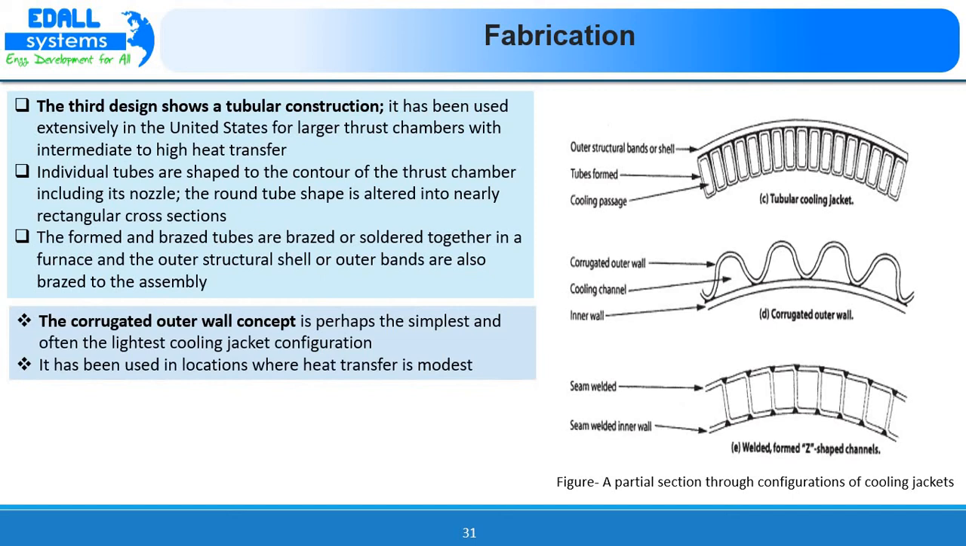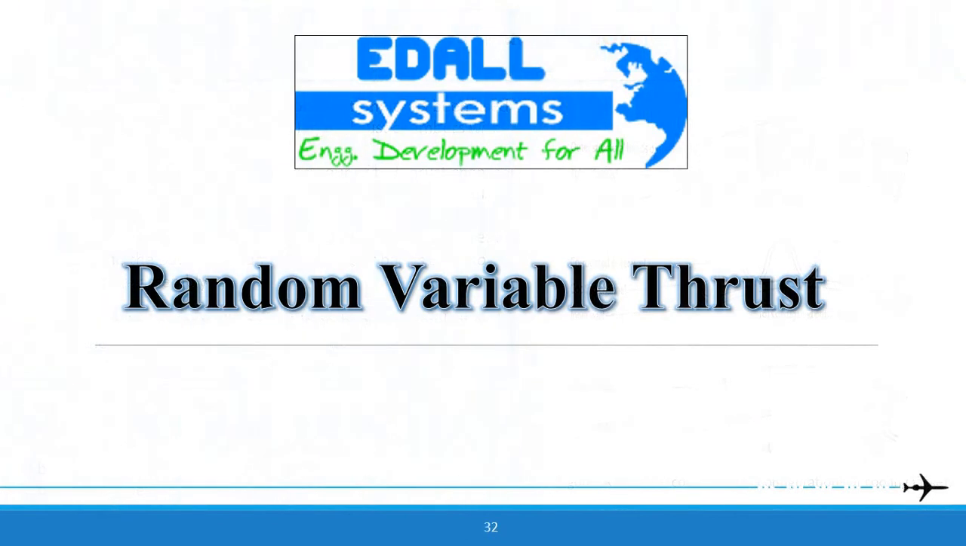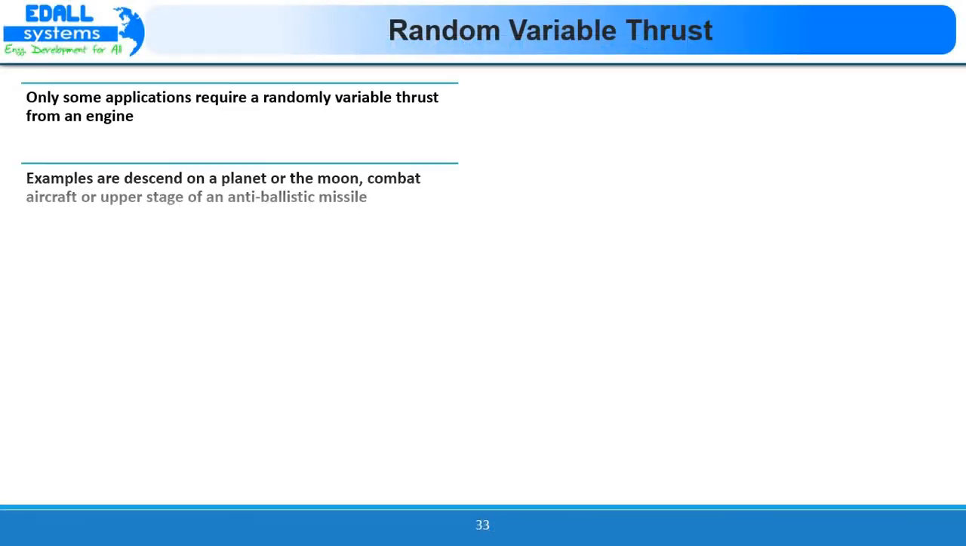Then the fourth one, the corrugated outer wall concept, is perhaps the simplest and often the lightest cooling jacket configuration. It has been used in locations where heat transfer is modest. The last one, the bottom shell, represents a welded construction made of stainless steel. It has a higher allowable maximum wall temperature than a brazed construction. It has been used in nozzle designs built in Europe. This was all about fabrication techniques for different kinds of cooling jackets. Next, moving on to the last topic, that is random variable thrust.